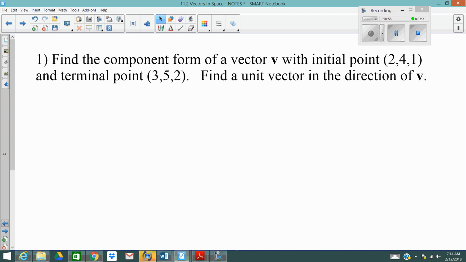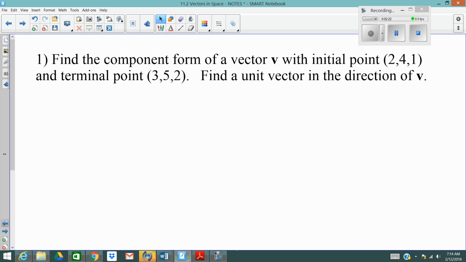Go ahead, take a second, write this down. Example 1, find the component form of a vector v with the initial point 2, 4, 1 and terminal point 3, 5, 2. And then we're going to find a unit vector in the direction of v. So I'll give you a second. You might want to pause this to finish writing the problem down.